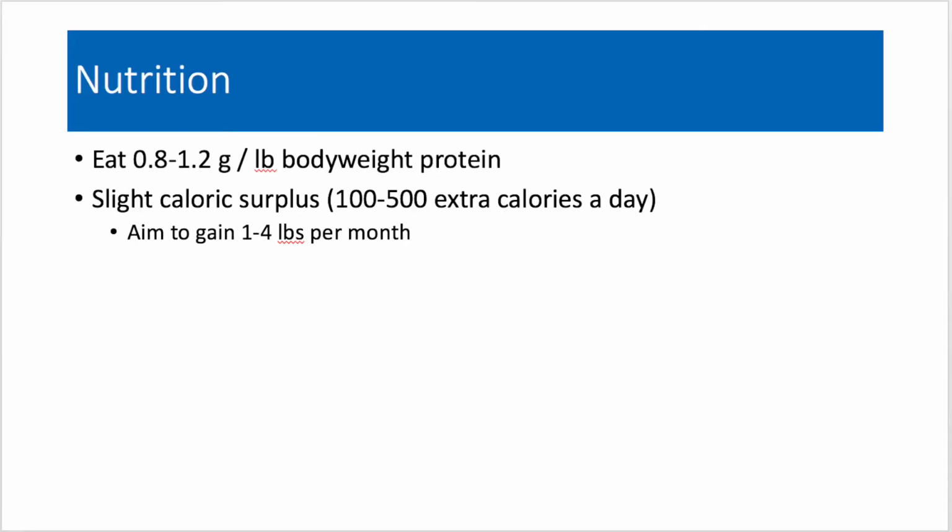In terms of nutrition, all you really need to worry about is eating enough protein, which is somewhere around 0.8 to 1.2 grams per pound of body weight, eating a slight caloric surplus, which is 100 to 500 extra calories a day, and aim to gain around 1 to 4 pounds per month.